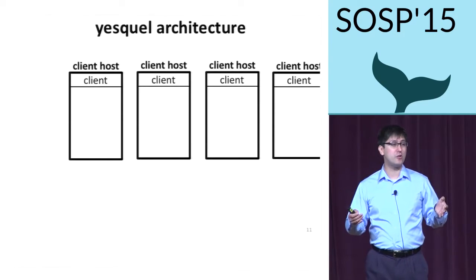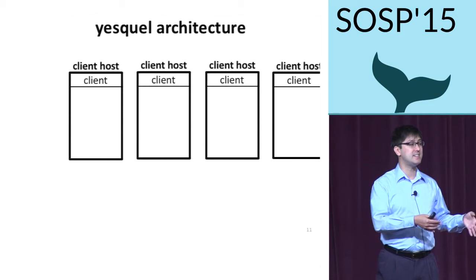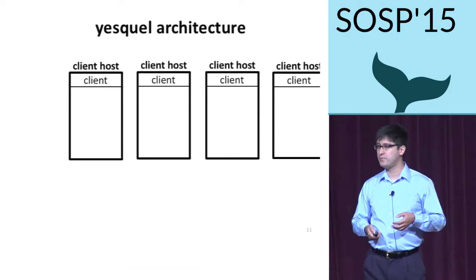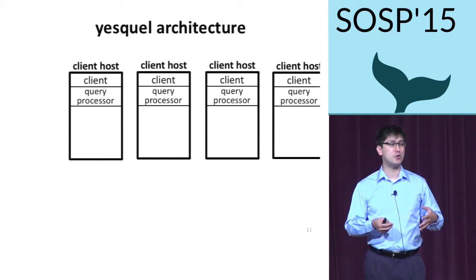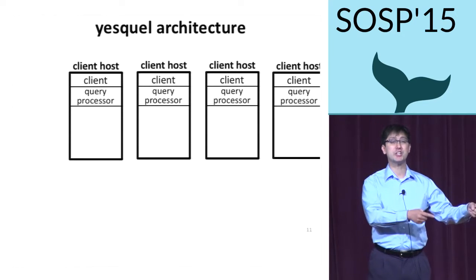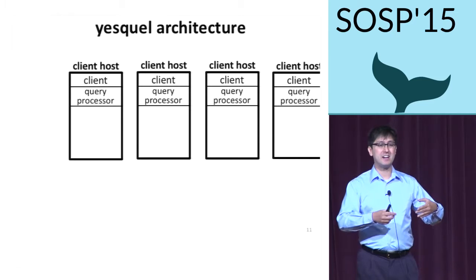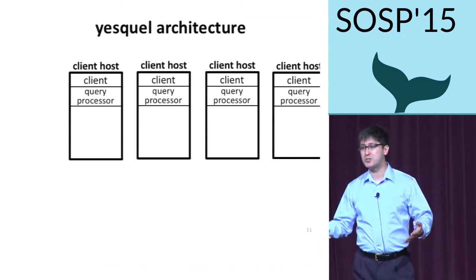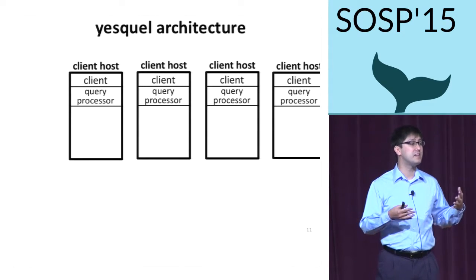This slide shows 4. We have played in our prototype with deployments with up to 96 clients inside 96 client hosts. And the first architectural choice that we made in Yesquel is that each client gets its own query processor, so that as you increase the number of clients, you also increase the number of query processors. You scale the query processing capability of your system with the number of clients.